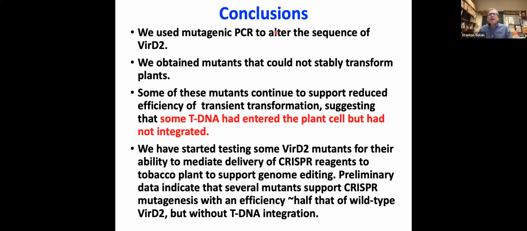So to conclude this section, we used mutagenic PCR to alter the sequence of VirD2, an Agrobacterium protein. We obtained mutants that could not stably transform plants. Some of these mutants continue to support reduced efficiency, about half, suggesting that T-DNA had entered the plant but had not integrated. We started testing these mutants for their ability to mediate delivery of CRISPR reagents and to support editing. And we now have some evidence with some of these mutants that we can get editing at about half the frequency of a wild type gene, but with the absence of T-DNA integration.